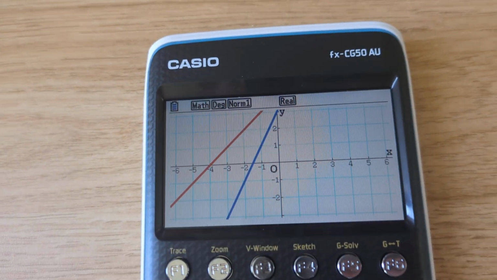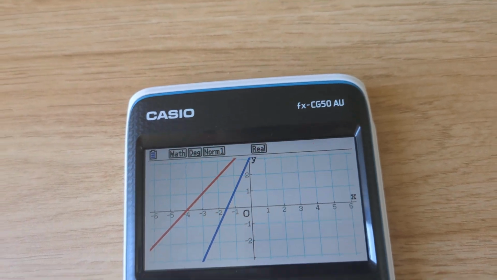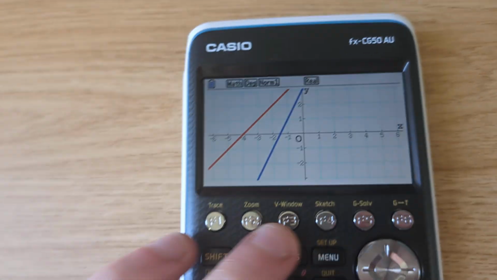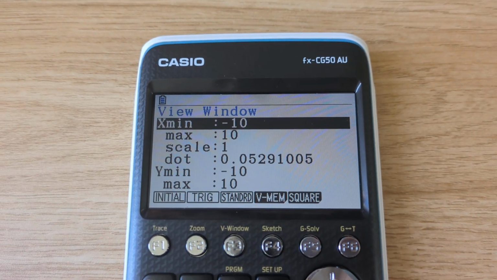We've kind of got one square for one. See how like we've got squares now? Like one across is one down. The proportions of measurement are the same. Go back to view window. Let's try standard.